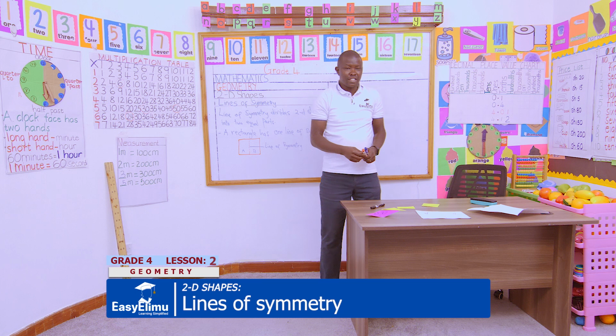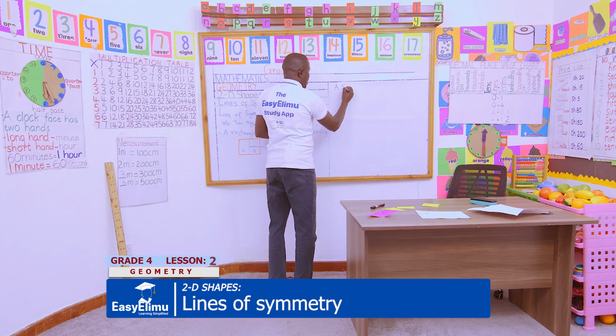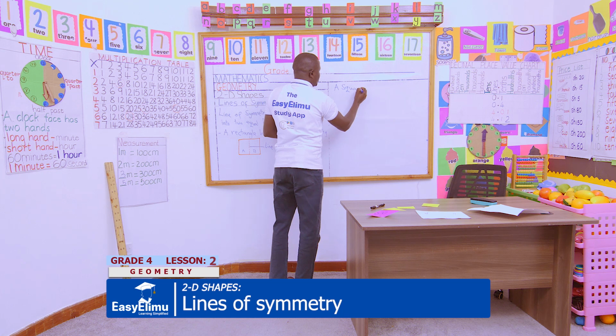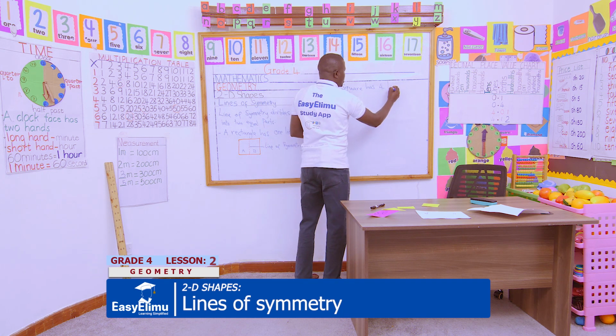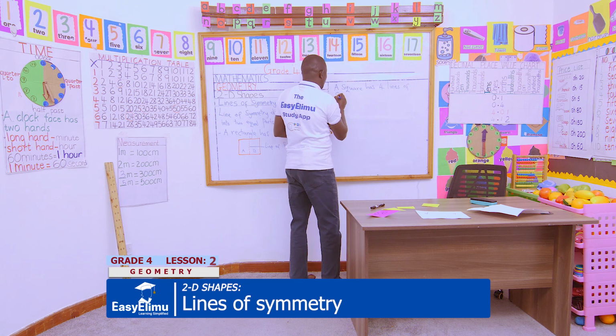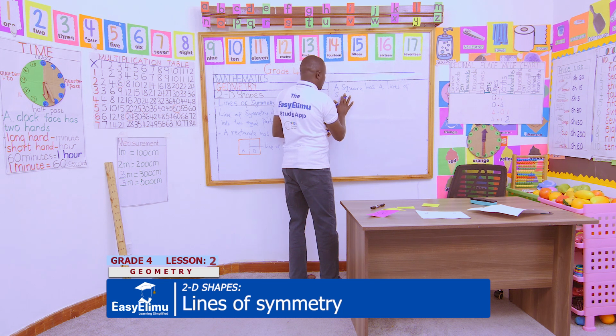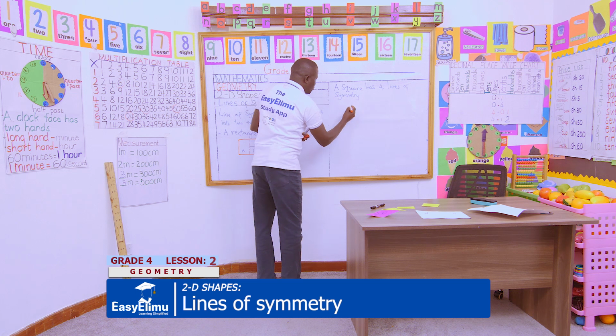Let us try to write this one. A square has 4 lines of symmetry. That is very unique with a square. It bears 4 lines of symmetry.